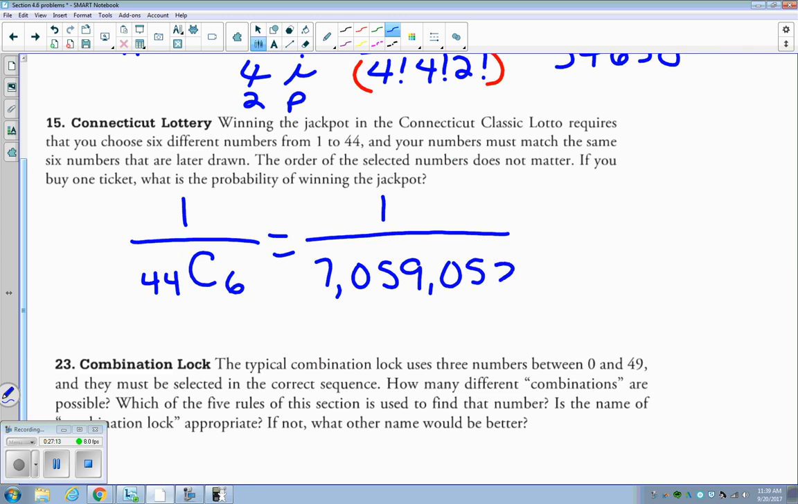So 7,059,052. 1 out of that. Not much chance, huh? Okay.